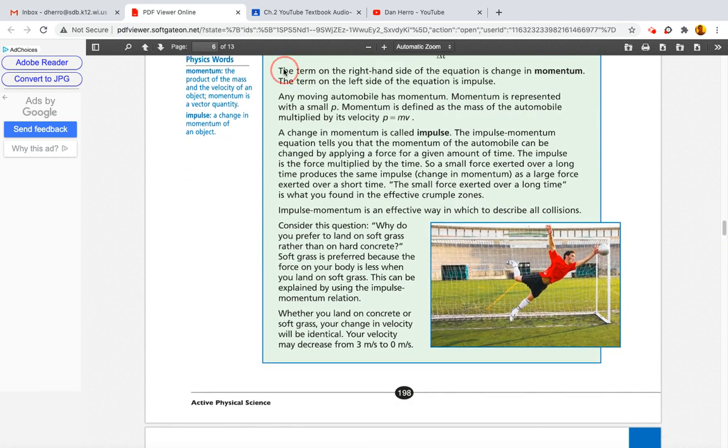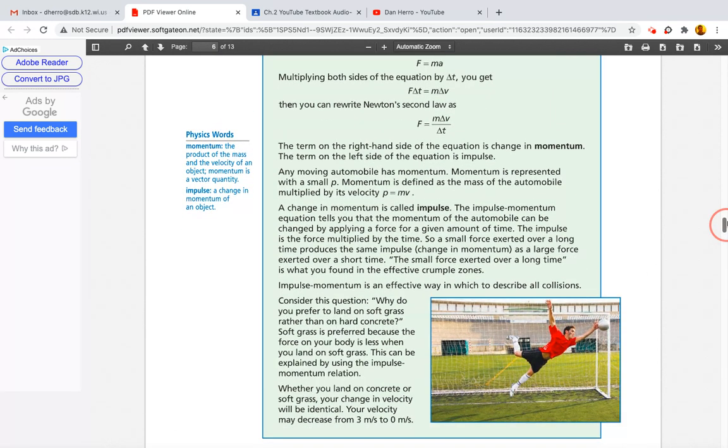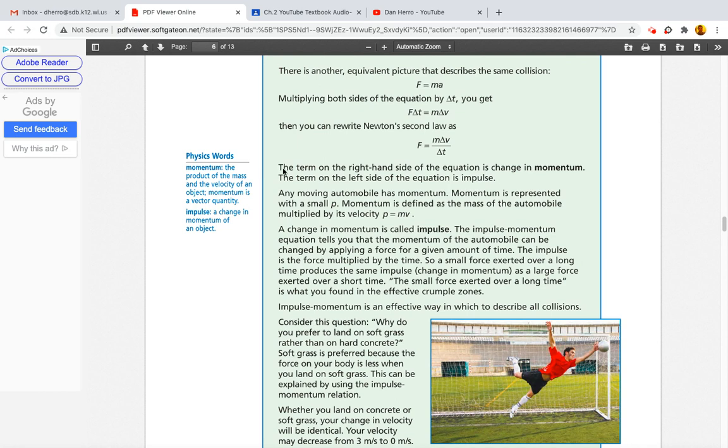We're right here. The term on the right-hand side of the equation, I need to scroll up, they're talking about the equation. The term on the right-hand side of the equation is change in momentum. The term on the left side of the equation is impulse.